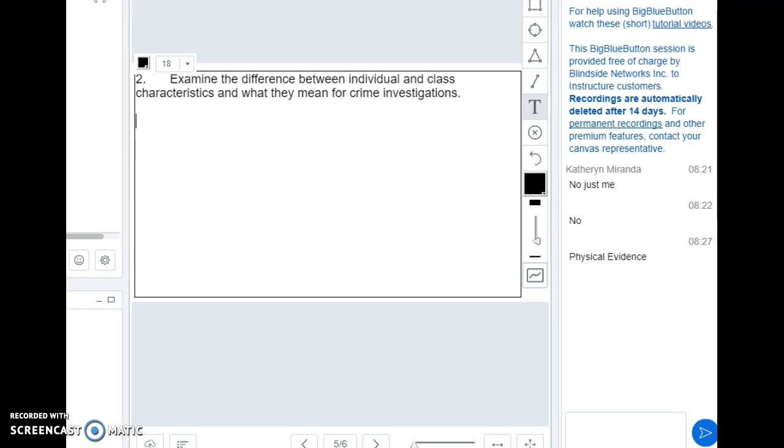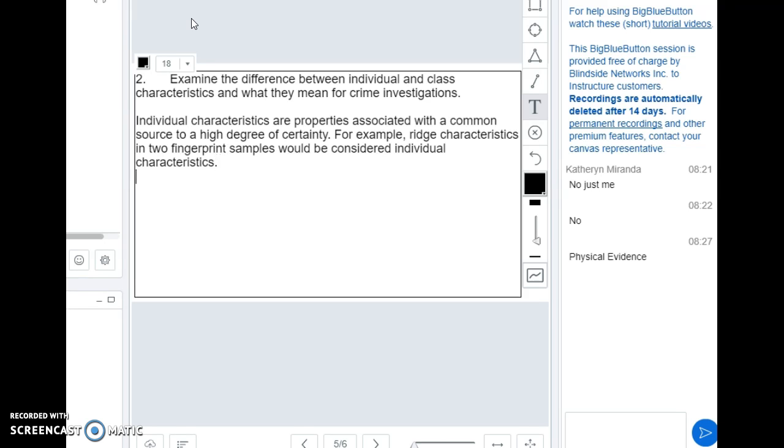So again, not to use a vocabulary term to define a vocabulary term, but individual characteristics. We're talking about people's characteristics. Characteristics are specific to individual people. That's just like when in biology you're talking about genes or phenotypes. You're talking about things that are specific to individual people. So for example, fingerprints are specific to individual people. All right, class characteristics.